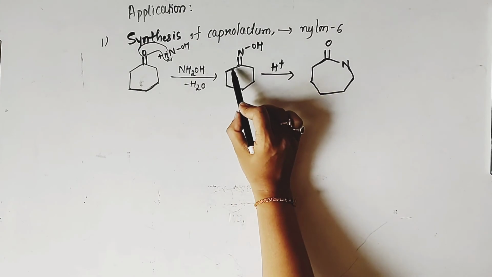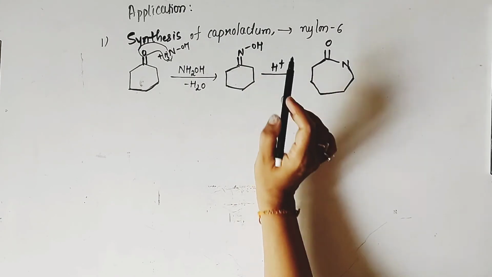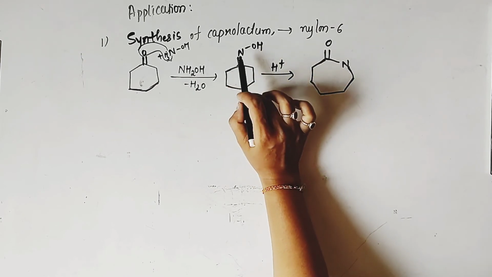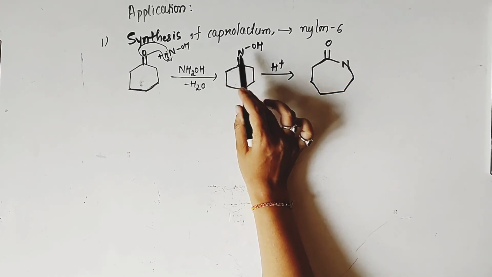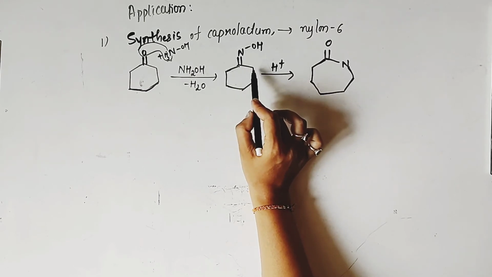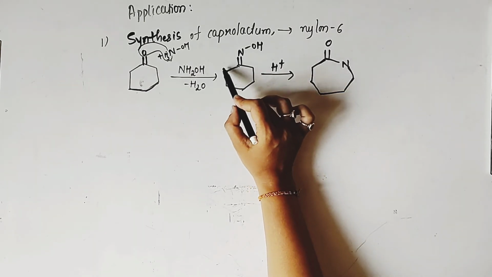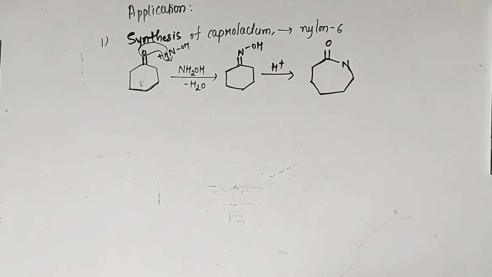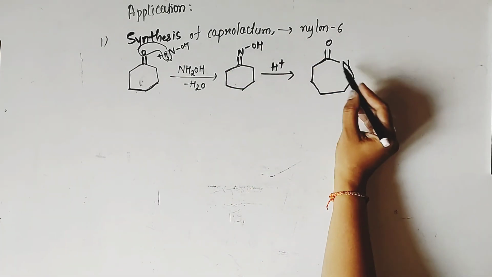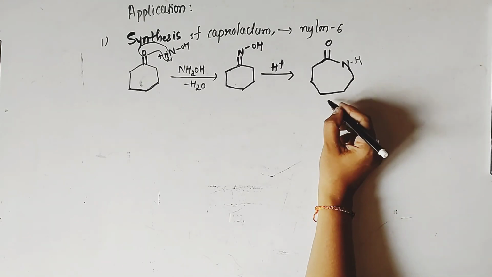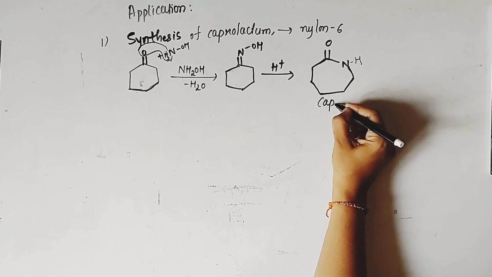Just keep in your mind, the carbon atom which is trans to the hydroxyl group will migrate here. That means this carbon will migrate, or else this carbon. So which is trans? First we have to check. So this carbon is going to migrate. That means the breaking of this bond will take place. So now we will get the 7-membered ring, and this 7-membered ring is called caprolactam.